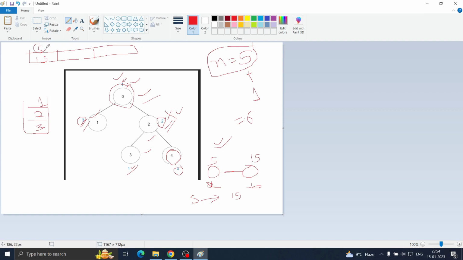So whenever 5 is called, its parent will be called. So this is how you are going to check the parent function and check whether there is a good path available or not.